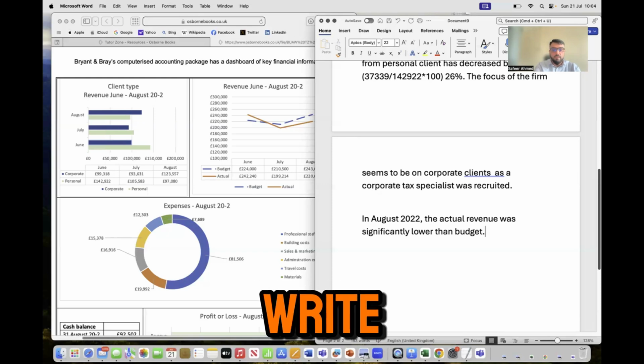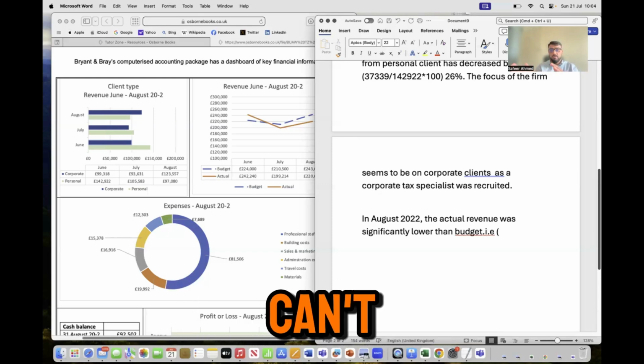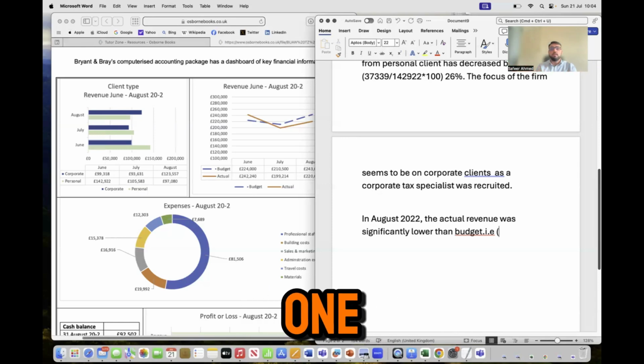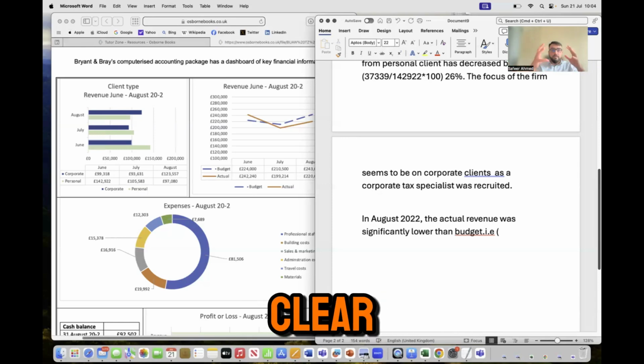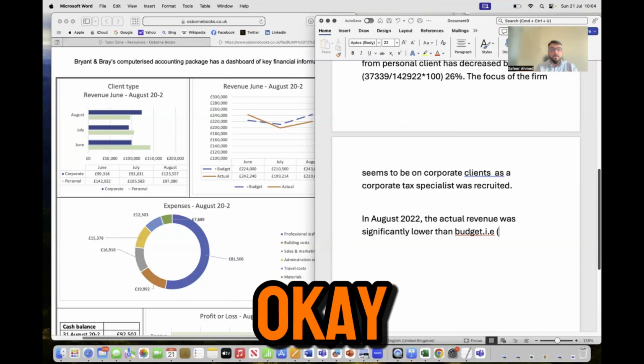And you can write here that is the percentage. So the percentage, again, the wording, you can choose your own one as long as it's clear enough to the reader, clear enough for the examiner, so the examiner can understand what you are trying to say here. Okay.